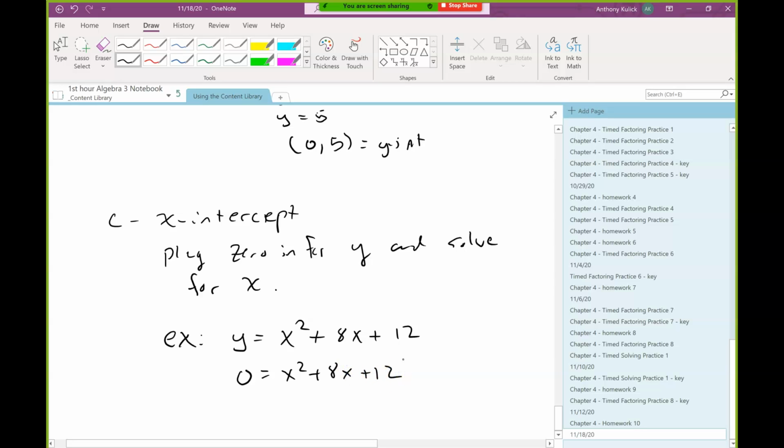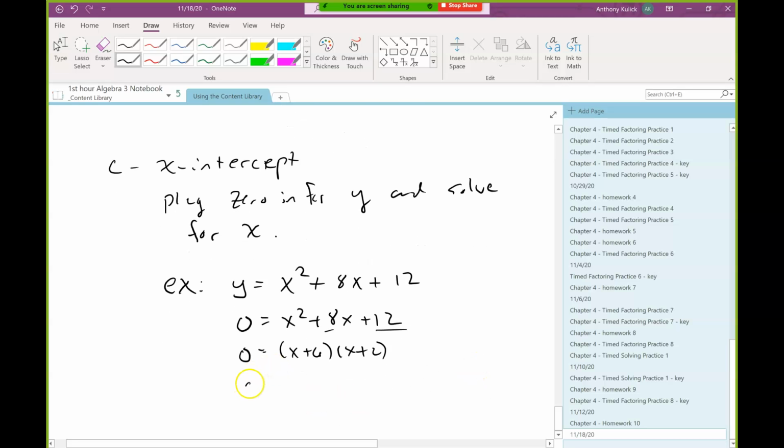And now this becomes kind of like a problem from homework 9, right? To solve this, I could either use the quadratic formula or I could factor this. Since the leading coefficient is 1, I'm going to try to factor it, because if it factors, it should be pretty easy to do that. The two numbers that multiply to give me 12 and add to give me 8 are 6 and 2. So I can solve this.